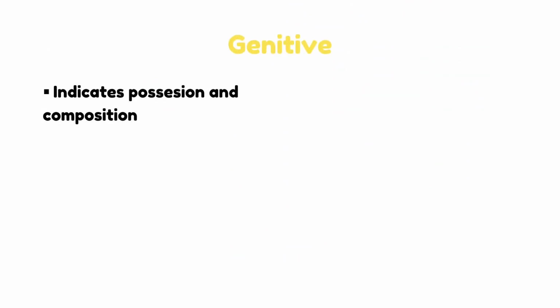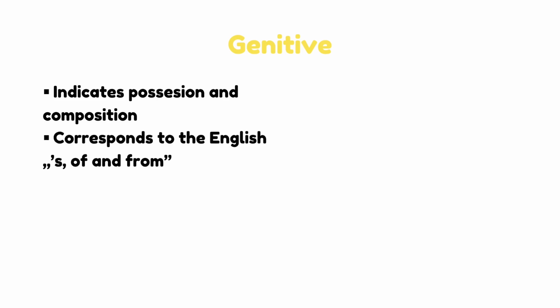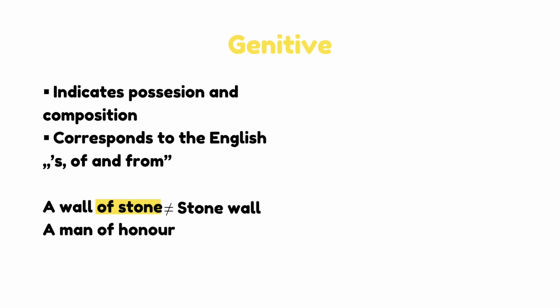Let's look at genitive. Genitive indicates possession and composition. This is arguably one of the hardest cases, I would say, to grasp. It corresponds to the English 's, of, and from. So in the sentence, "a wall of stone," stone would be in the genitive case, and it would be only one word in an inflected language. This is not the same as "stone wall," because stone in that phrase is an adjective. In the sentence, "a man of honor," honor is in the genitive case, and it will be one word in an inflected language. In "Tim's sword," Tim's is in the genitive case because it indicates possession.